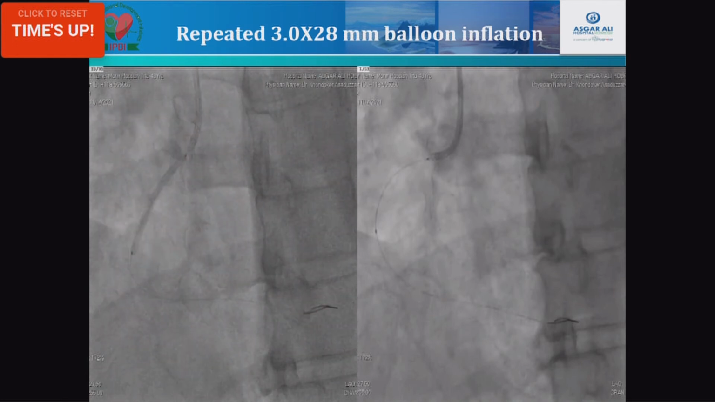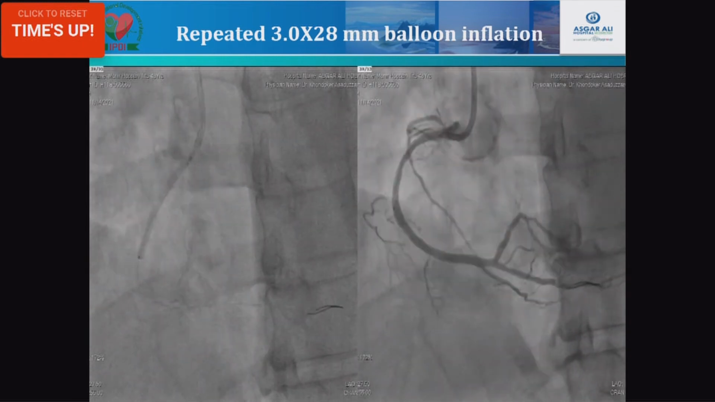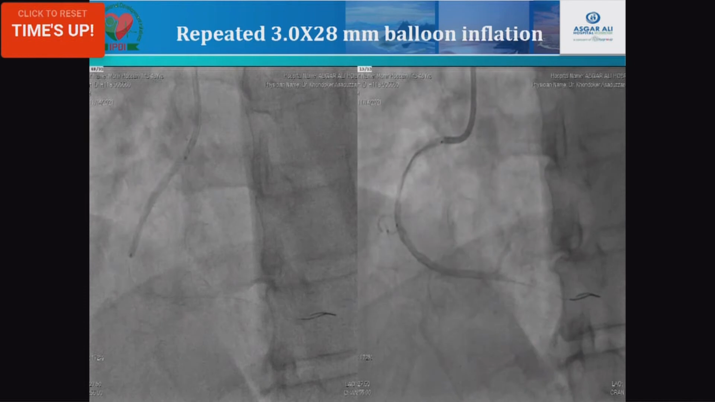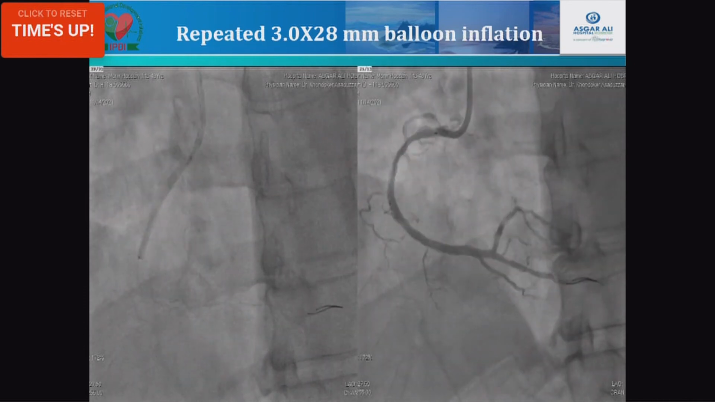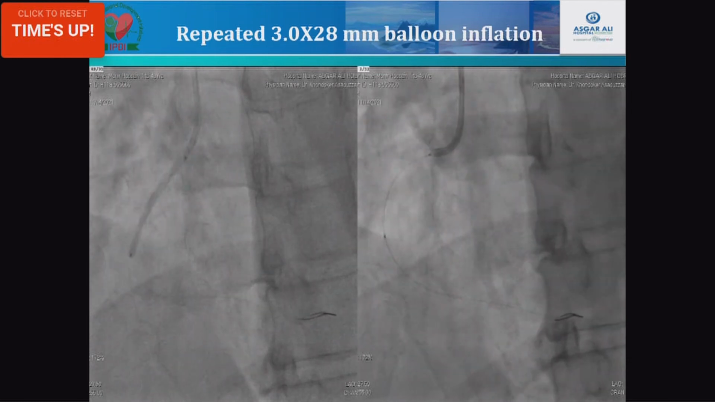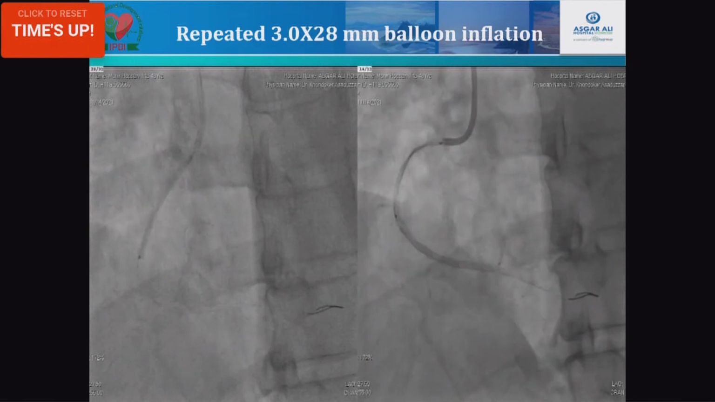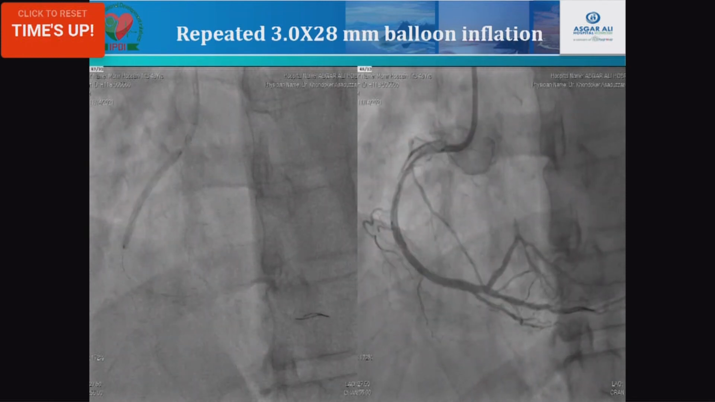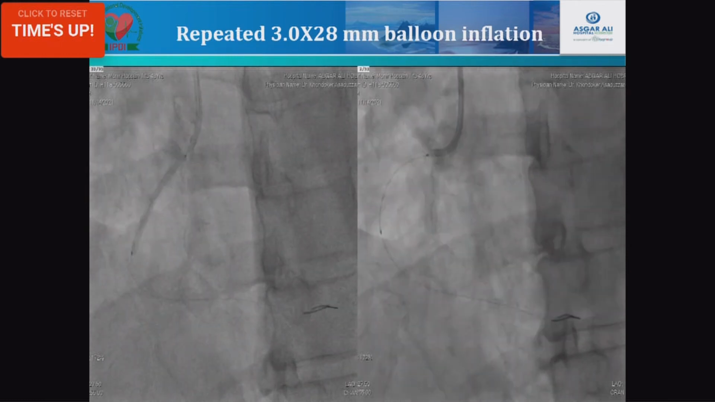Here I thought that in my case the dissection was type B, so I initially considered a 3x28 balloon, and I repeatedly inflated and deflated. After repeated inflation and deflation, I saw that the lesion still persisted, that is, the dissection was not healed totally. So at this moment I took the decision that I should stent the dissected segment.